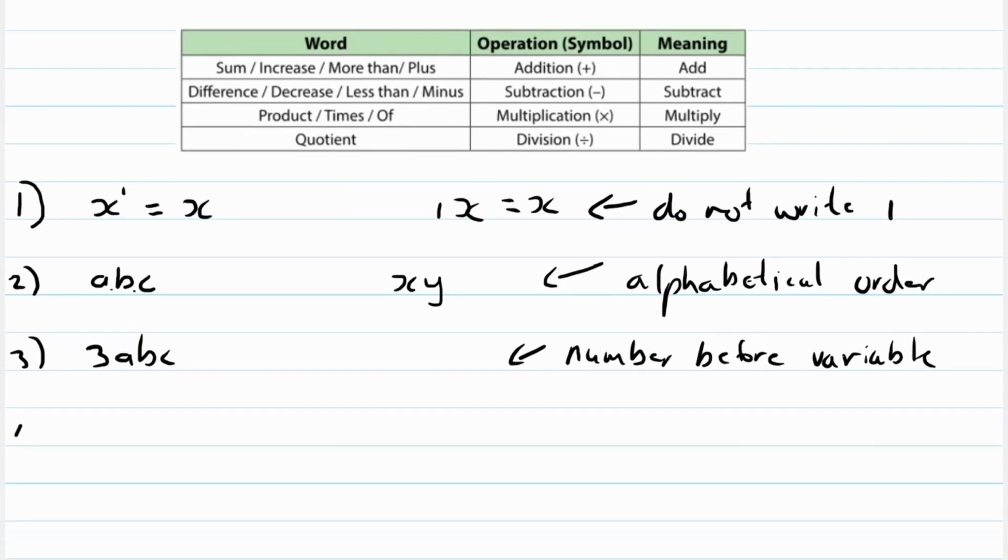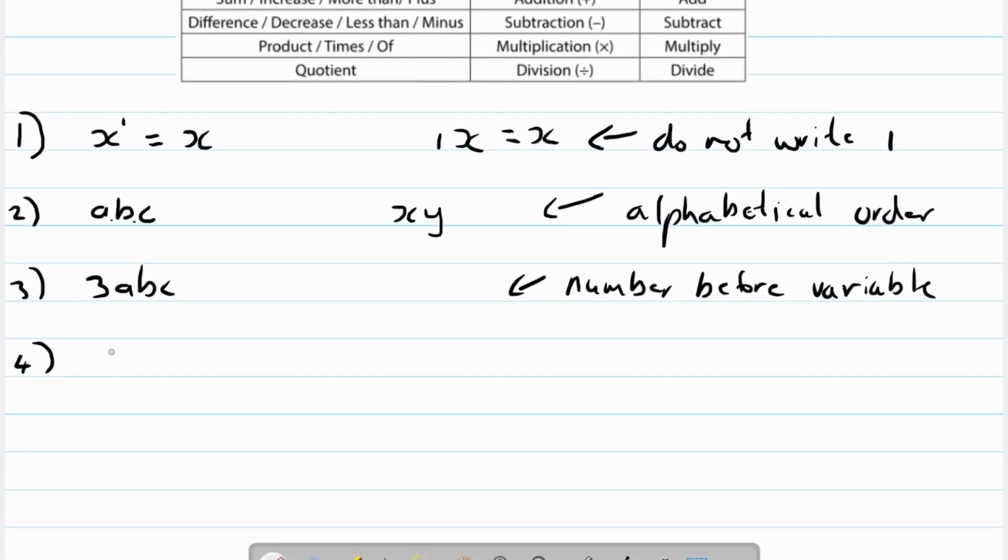Fourthly, the order with multiplication does not matter. As an example, 2 times 3 is equal to, well, 6 units, right? But 3 times 2 is also equal to 6. So order doesn't matter with multiplication. But it does matter with things like subtracting and adding, right? And division. But for multiplication, order does not matter.